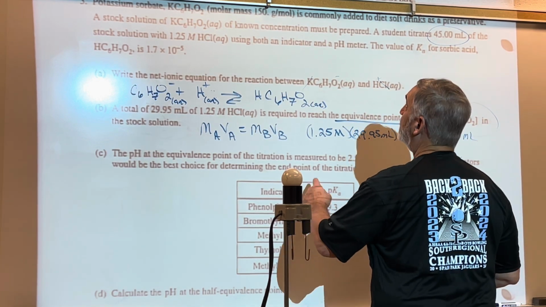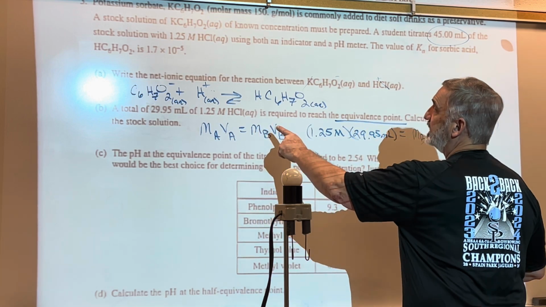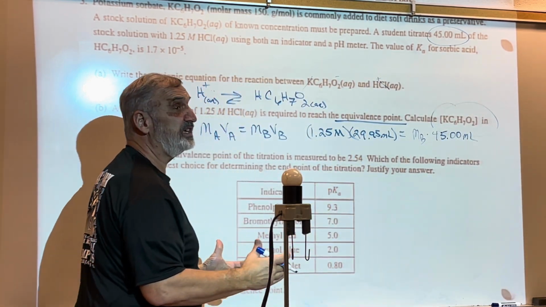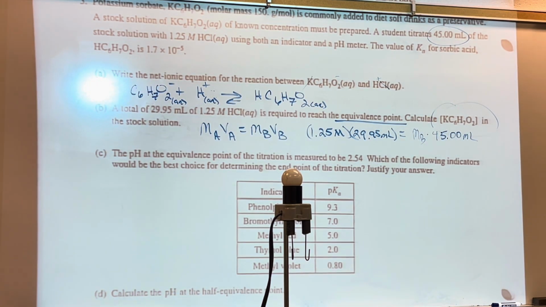Okay, now I have, what am I given here? 1.25, 29.95. If this were a sig fig question, how many sig figs should my answer have? 3. Notice they're reading the burette to 2 decimal places. That was actually a question on the mock exam that most of y'all got right.